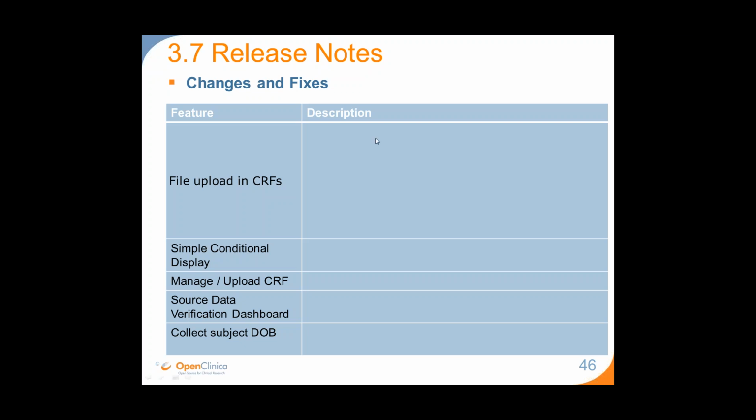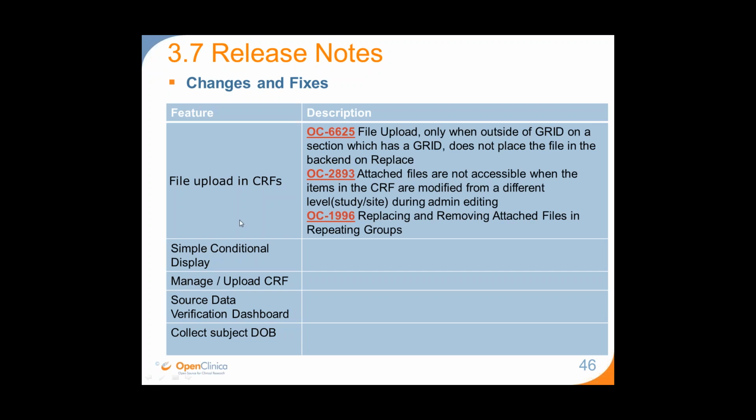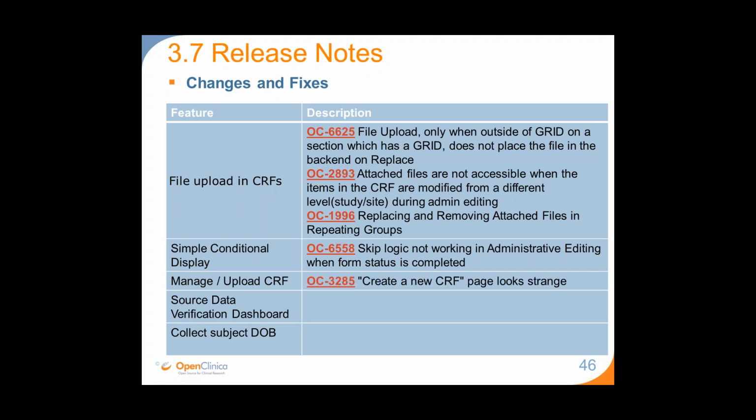The other things we've done with Release 3.7 was a bunch of changes and fixes, file uploads in case report forms. There were a number of issues related to those, specifically related to grids, and I'll talk about those. Simple conditional display had some issues, specifically in administrative editing or any edits that you did after the form was marked complete. There was a display fix for the Create New Case Report Form page. That was nothing but a display change.